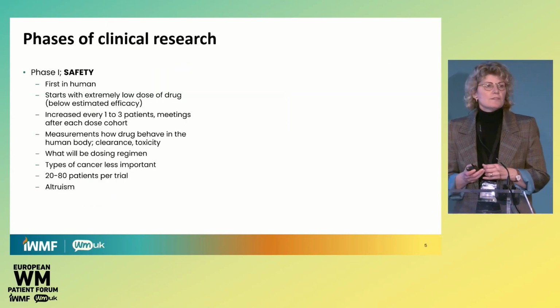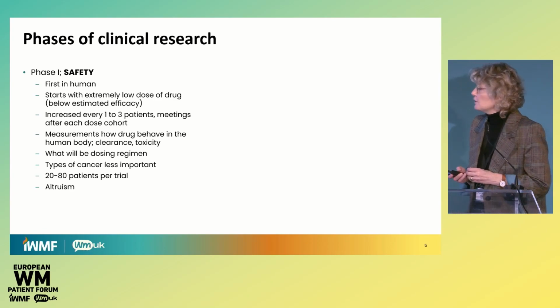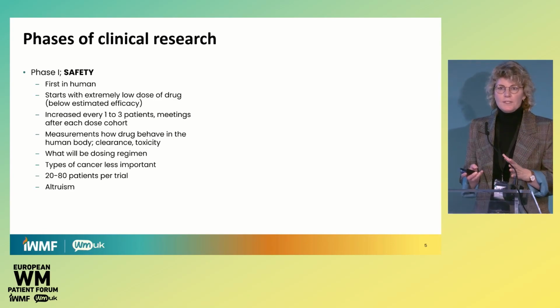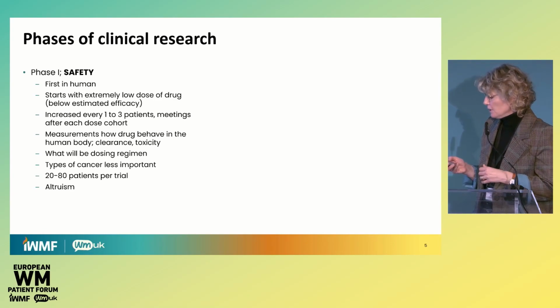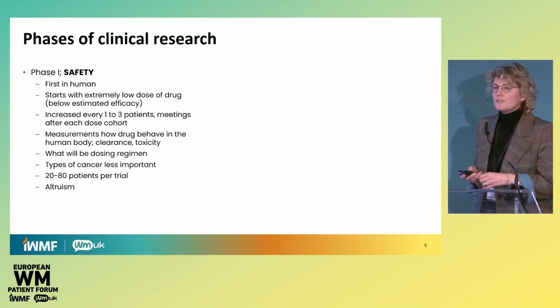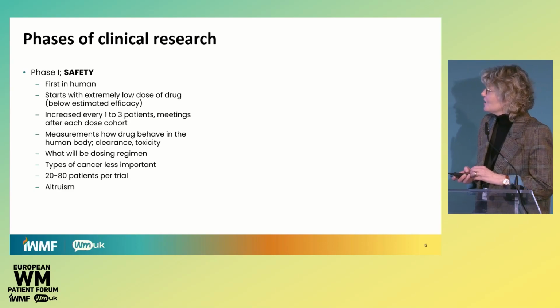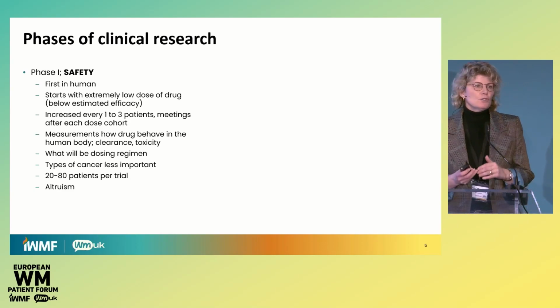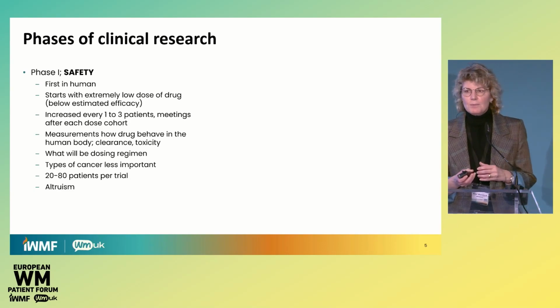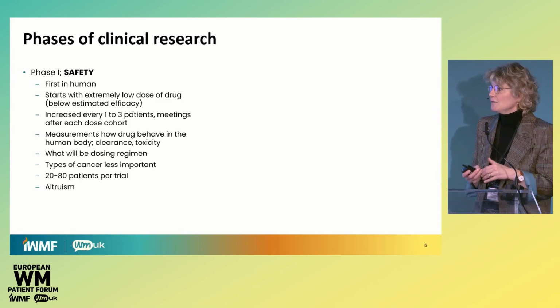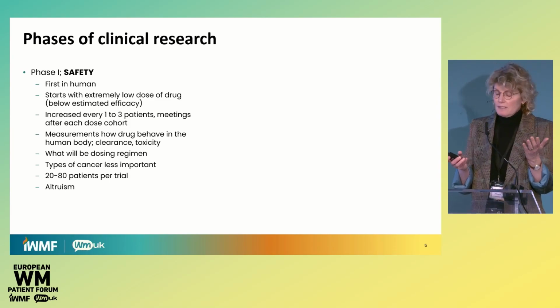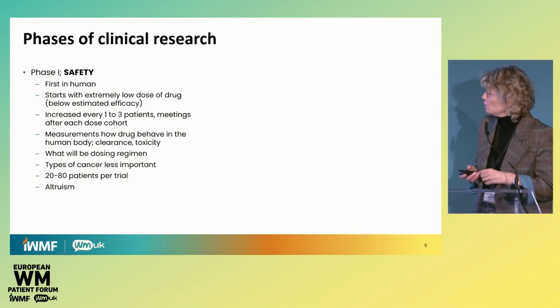So what are these phases of clinical research? Phase 1 is all about safety. That's the question these trials try to answer. So they are first in human, never tried before in a human person. And it starts with extremely low drug efficacy. And that's important because you want to be safe. So they don't start with the assumed effective dose, but with a lower dose.